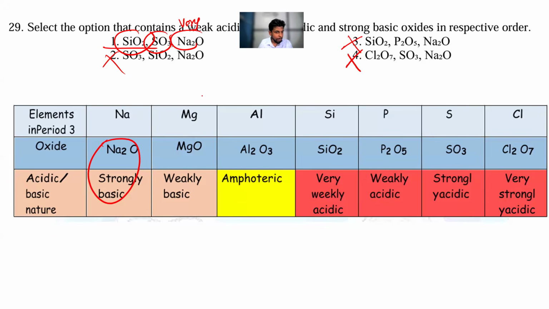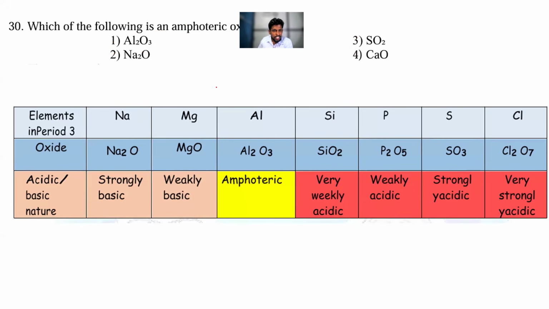Now question number 30. Same question. What is the answer? Direct answer is there. Amphoteric oxide. What is the answer? Aluminium oxide. Very good.